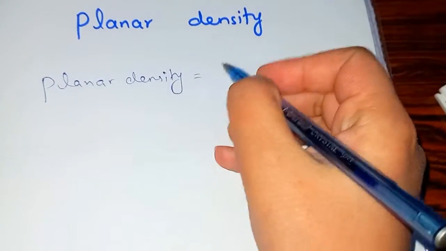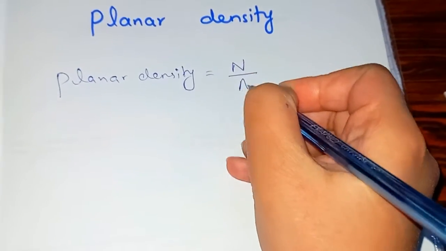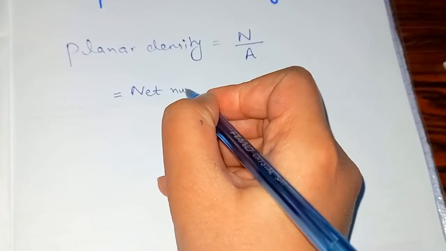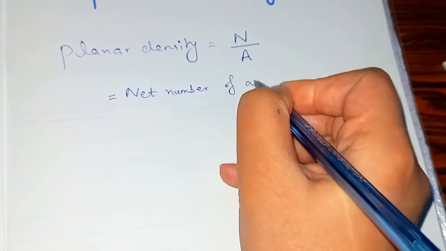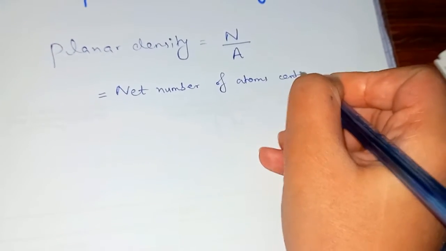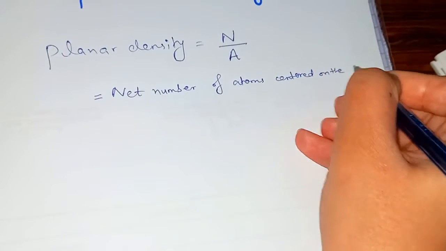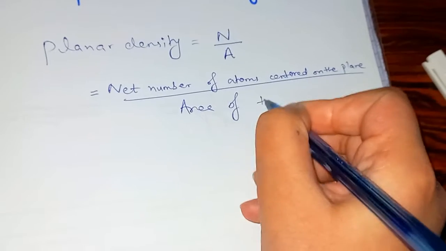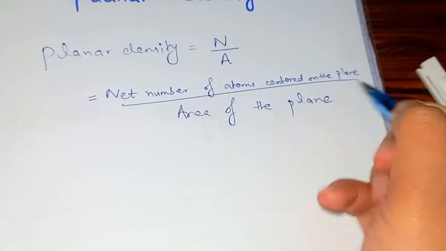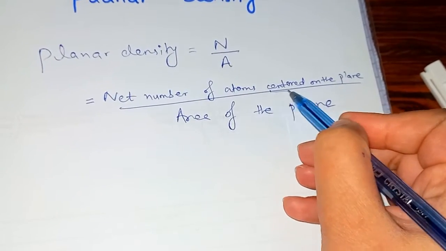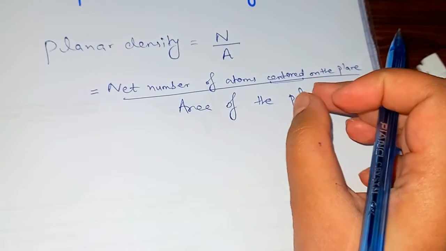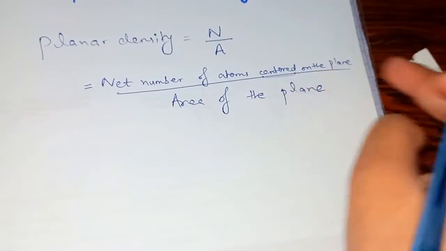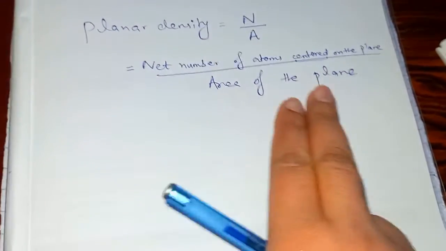So planar density is equal to capital N divided by A, and capital N is the net number of atoms centered on the plane, divided by the area of the plane. And this word centered is really important. All those atoms are considered as part of the plane whose centers also lie on the plane. We'll see later on how this works.